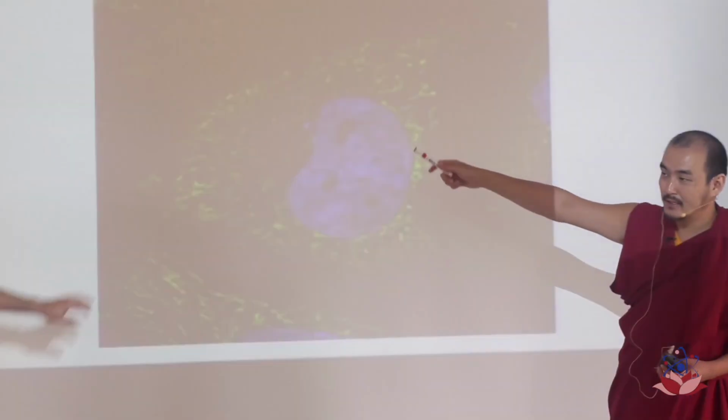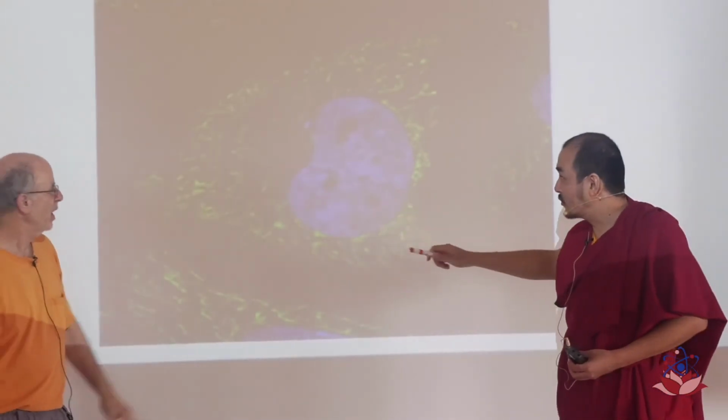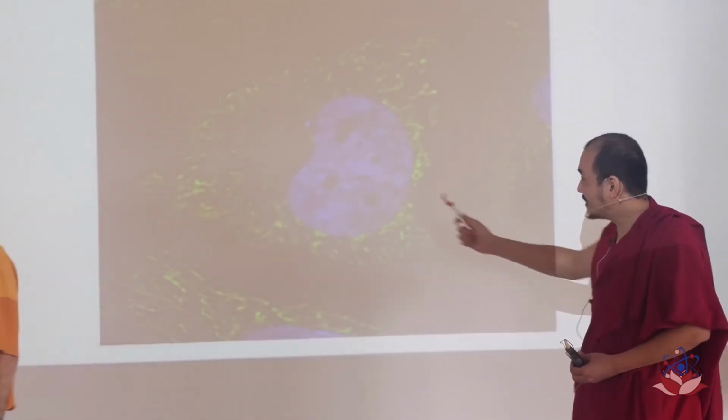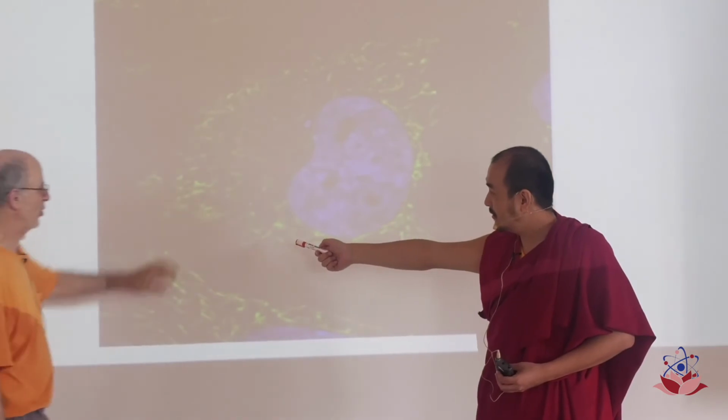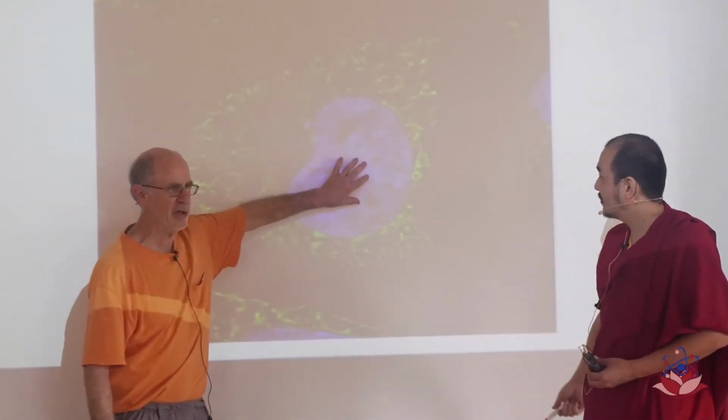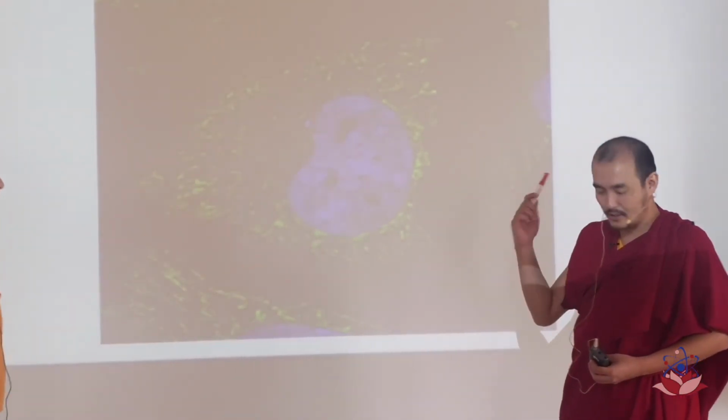The green is the mitochondria. And this is the nucleus. Yeah, the green is the mitochondria. This is the nucleus. So, okay.